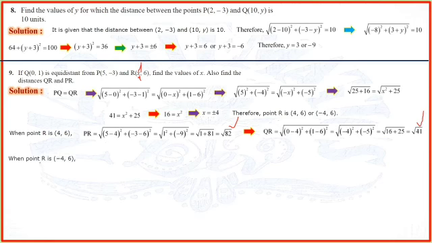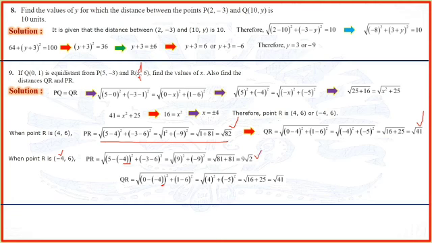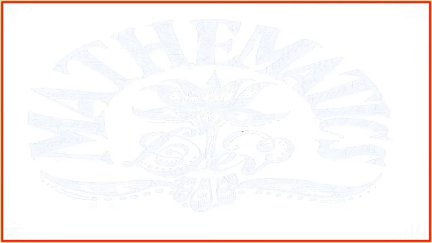Now the next, when the point is (minus 4, 6), by the similar method, instead of this plus 4 we will put minus 4. So minus 4, and then here also for QR this is minus 4, and then solving it, 9 root 2 and root 41 when x is minus 4, and root 41 and root 82 when x is plus 4. That's all about this question number 9.